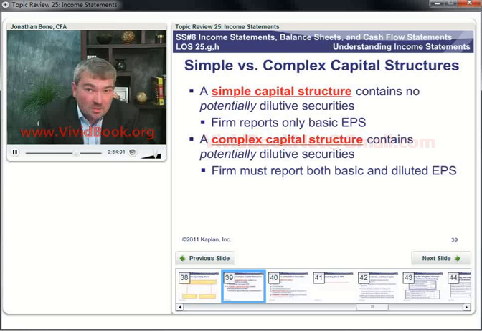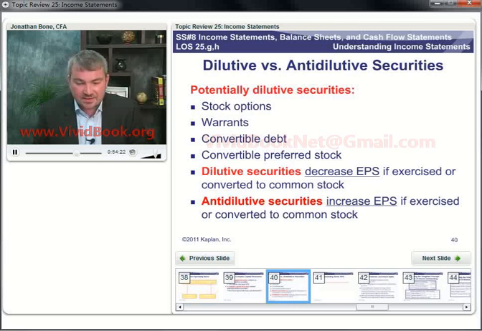If you have a complex capital structure, then you do have potentially dilutive securities, in which case, if they're deemed to be dilutive, and we'll talk about the difference between dilutive and anti-dilutive a little later, but if they're deemed to be dilutive, you're going to have to report both basic and diluted earnings per share. So let's have a look at some of our potentially dilutive securities.